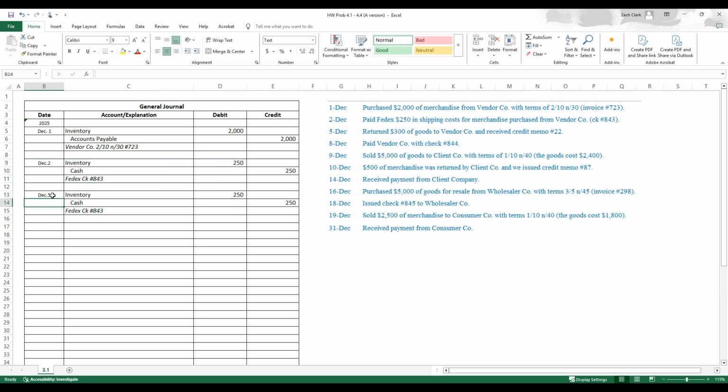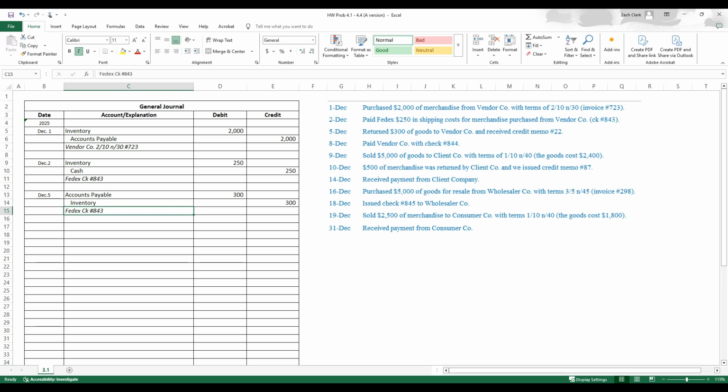On December 5th, we returned $300 of goods to Vendor Co. and received credit memo number 22. So here's our original transaction up above on December 1st. With the return of the inventory, we're basically doing a reversal of this entry above, but just for a portion. So instead of crediting accounts payable, we're going to debit it to reduce it. And instead of debiting inventory to increase it, we are going to be crediting inventory to decrease it as well.